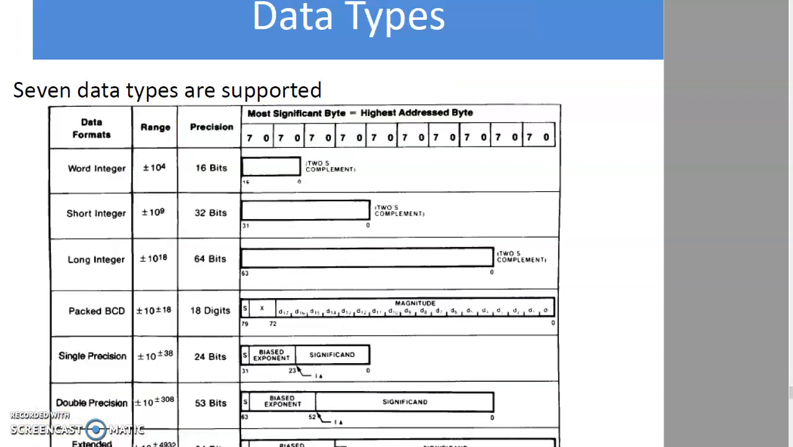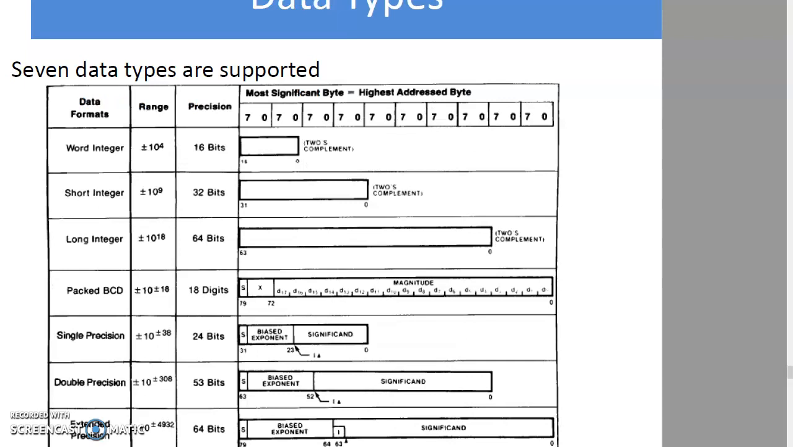Then speaking of the data types of the 80387, we have word integer, which is a 16-bit data type, short integer, which is a 32-bit data type, long integer, which is a 64-bit data type, packed BCD, which is 18 digits, single precision, which is 24 bits, and double precision, which is 53 bits. So these are some of its data types. We also have extended precision, which is 64 bits.